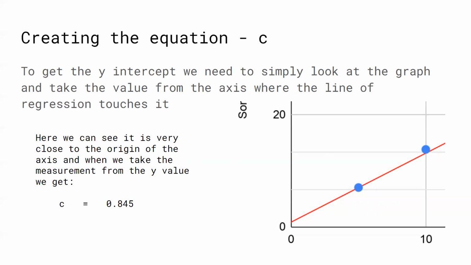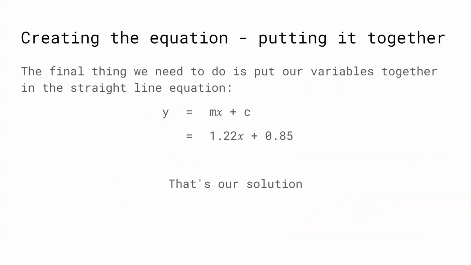The final thing we need to do is put our variables together in a straight line equation. So y equals mx plus c. We had 1.22 for m, and we have 0.85 for c. So we have y equals 1.22x plus 0.85. And that's the solution to this problem.